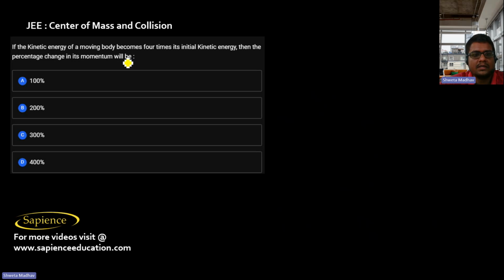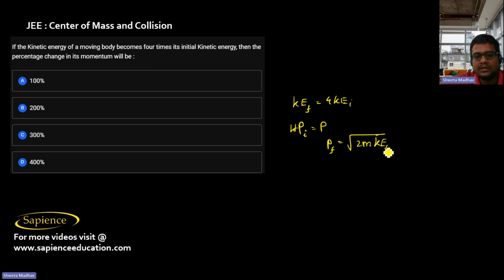And here it is told, if the kinetic energy of a moving body becomes 4 times its initial kinetic energy, that is, if the final kinetic energy is 4 times the initial kinetic energy, then the percentage change in its momentum will be. So here the initial momentum, let's say it is p, then the final momentum is equal to root over 2m into final kinetic energy, and the initial momentum is equal to root over 2m into initial kinetic energy.